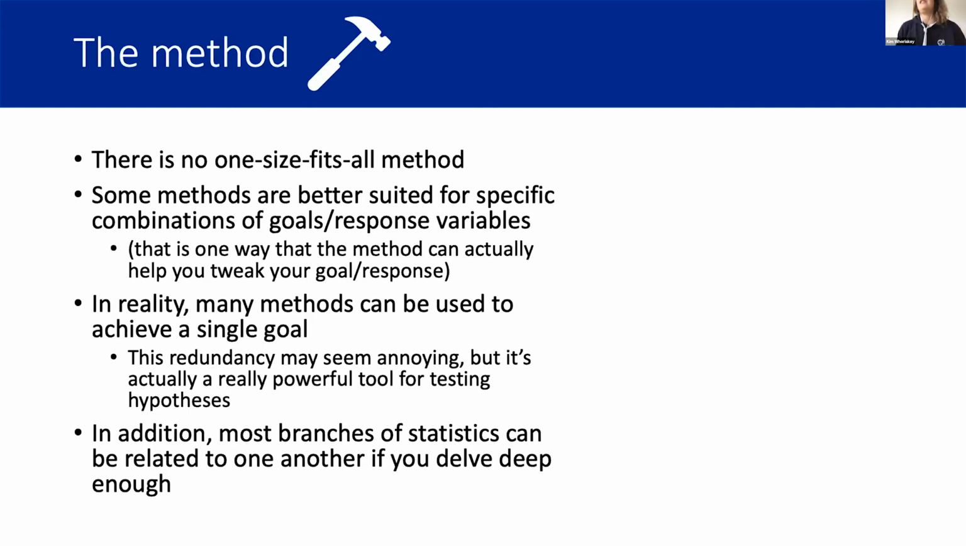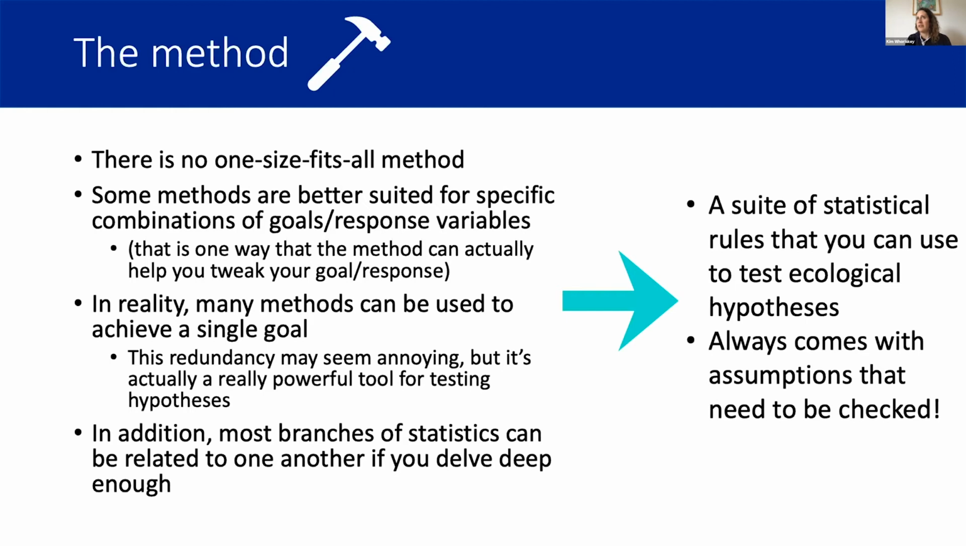And so I like to give people warning about this so that they don't get bogged down in names. If you really just do your reading on statistics, and if you do your reading on your method, I think that's enough for our purposes. But yeah, so basically the method is a suite of statistical rules that you can use to test your ecological hypotheses. And what's really important is that it always comes with assumptions that need to be checked.